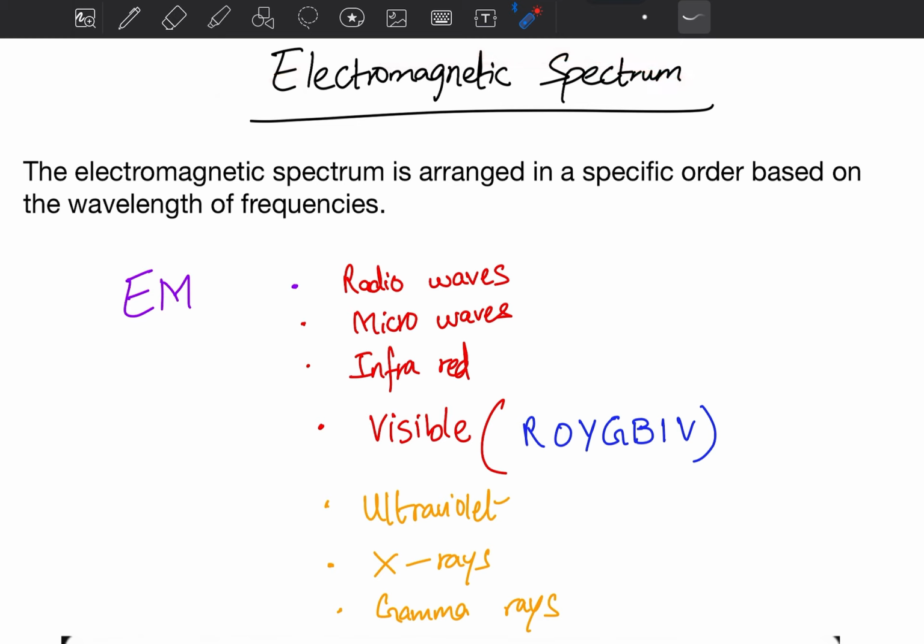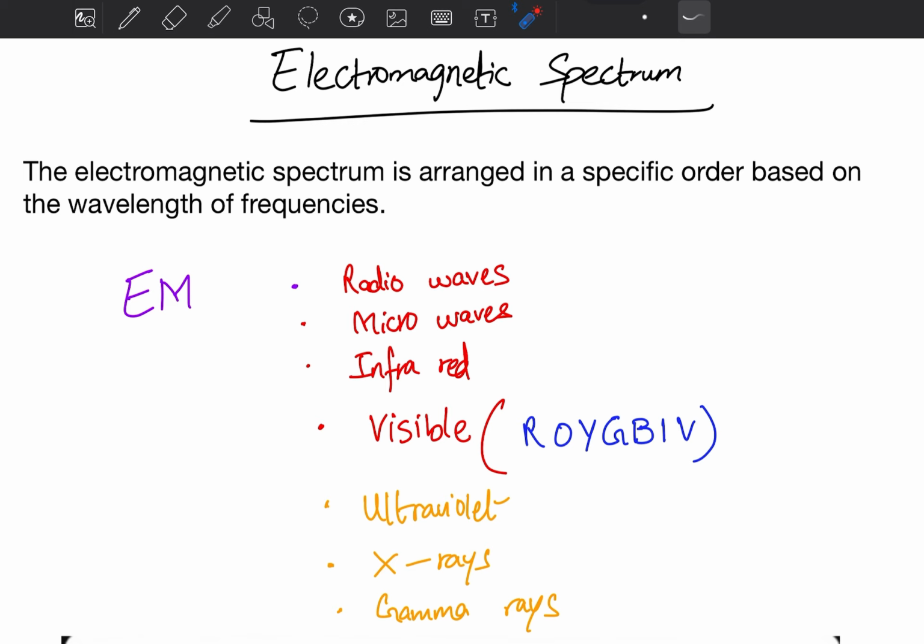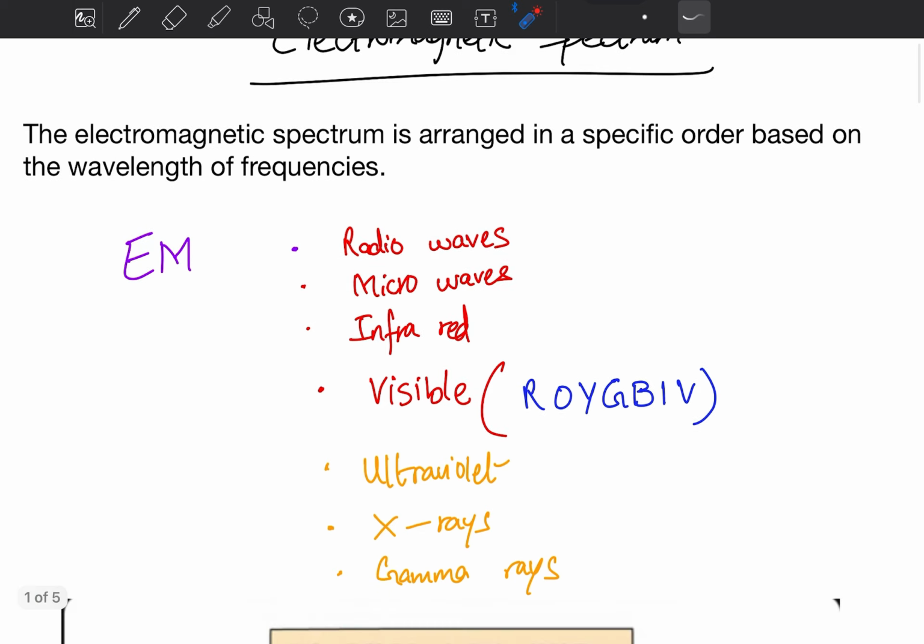So basically, the electromagnetic spectrum is arranged in a specific order based on the wavelength of frequencies. I have also written the definition of what it is. I have made the short form of electromagnetic spectrum, and I have written it as EM.